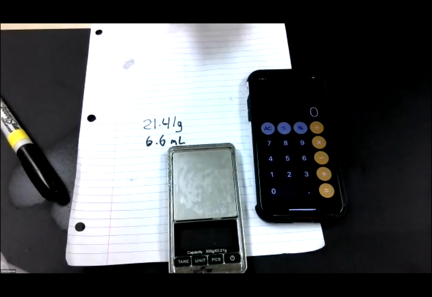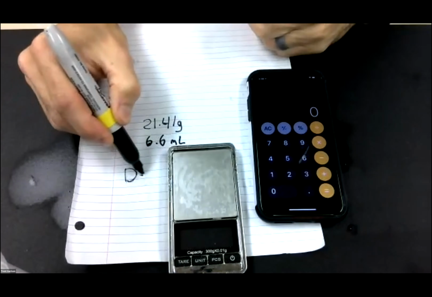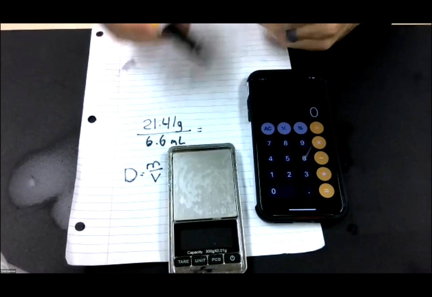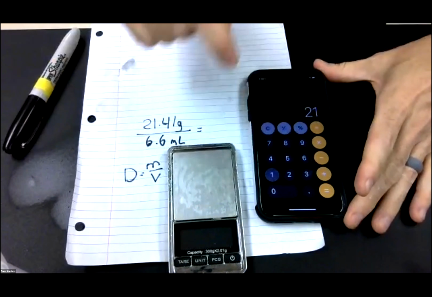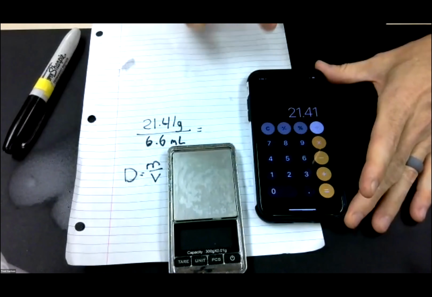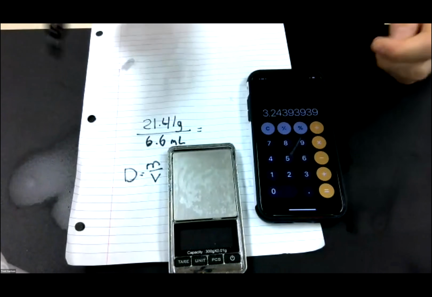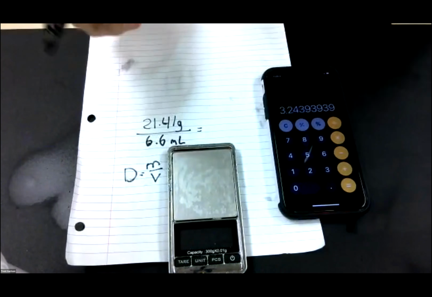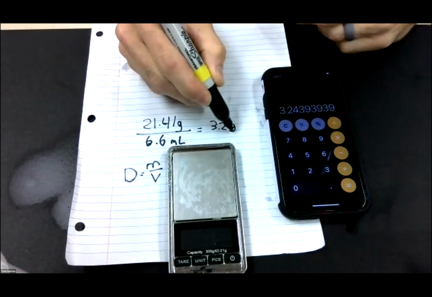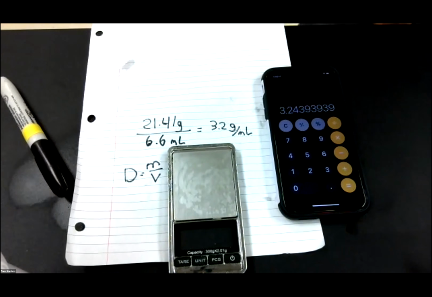What we're going to do is use the density formula, D equals mass over volume. So 21.41 divided by 6.6, and that is equal to, look at all those numbers, but we can't use all those numbers. So how many can we use? Only 2. So my answer is 3.2 grams per milliliter. That is the density of the aluminum.